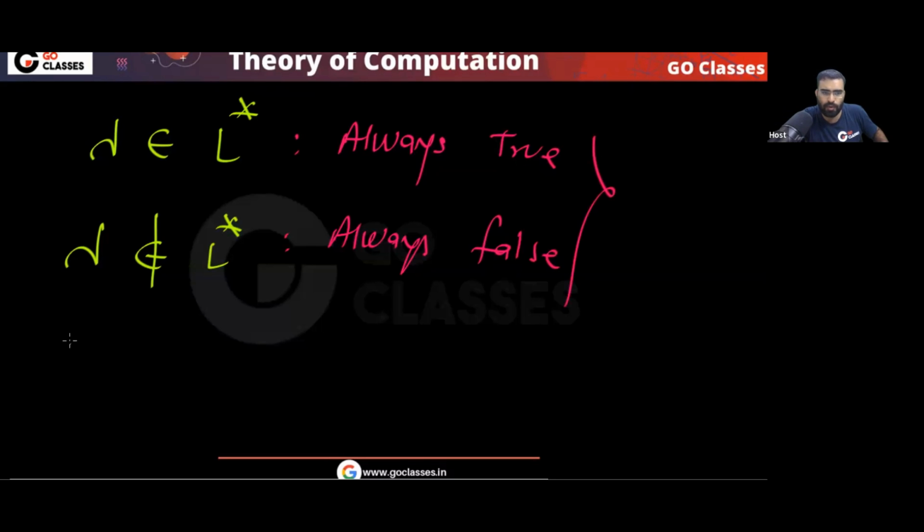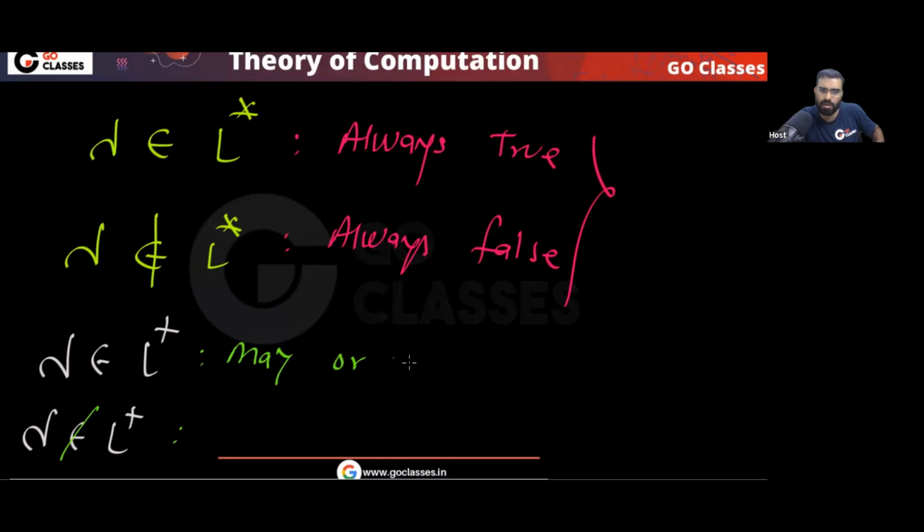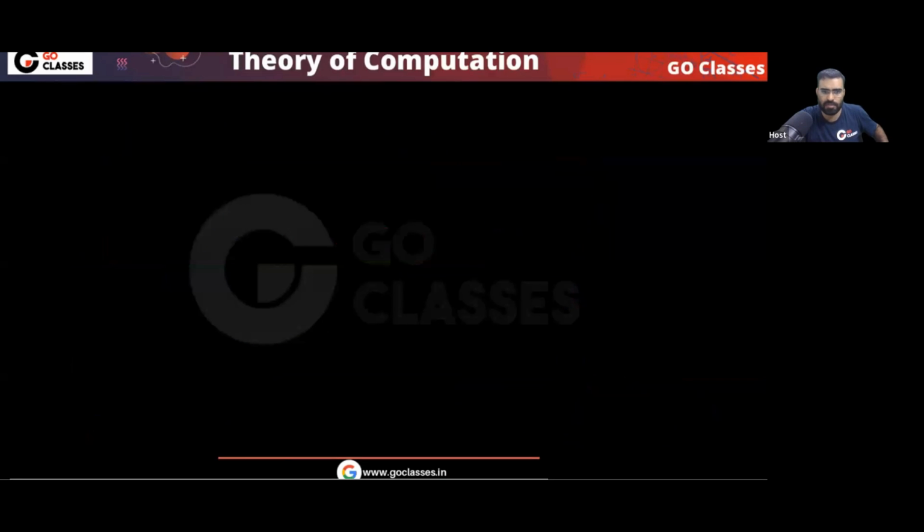Finally, what can you say about the statement lambda belongs to L plus? And what can you say about lambda does not belong to L plus? What can you say about these statements? They may or may not be true. They depend on the language. Here it depends on L. So this is the conclusion.